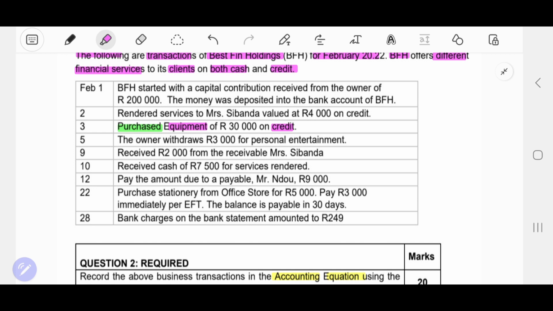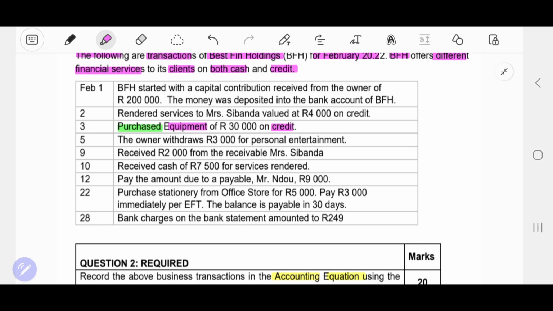They will tell you what was bought, what was sold. That's where you get your first account. And then they will also tell you how the transaction took place. Was it cash or credit? And then there's your second account as well. That's my tip on how to derive accounts from transactions.